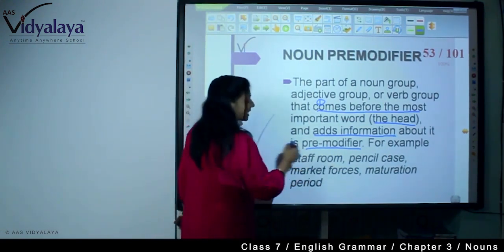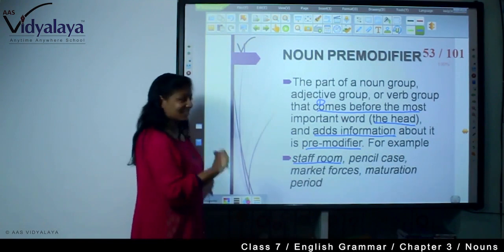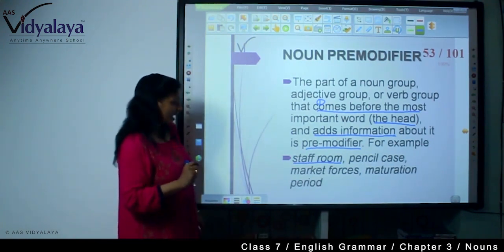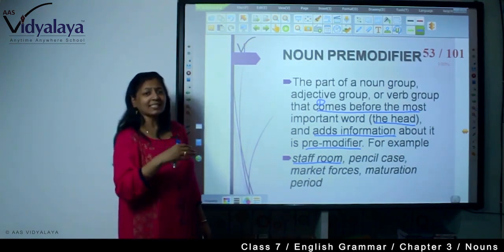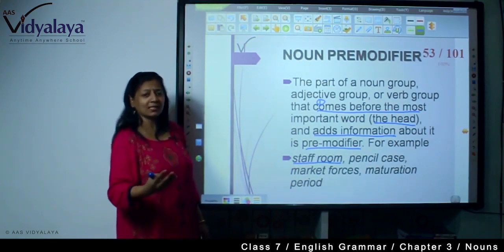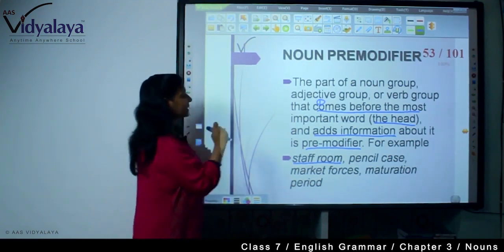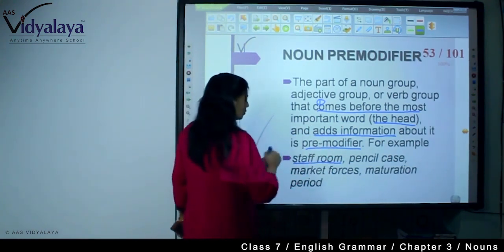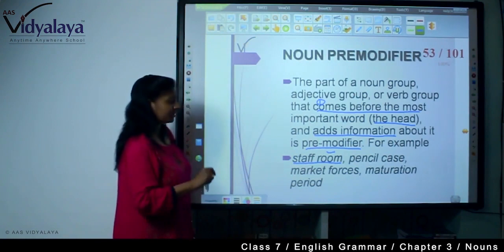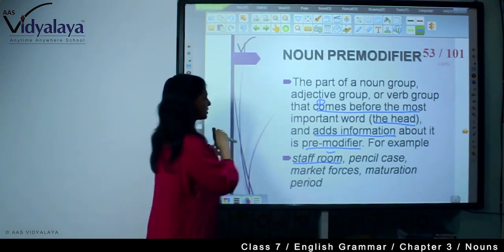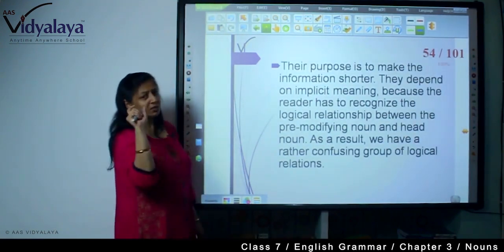For example, what type of room? Staff room. Pencil case, market forces, maturation period. It can be a dining room, right? It can be a kitchen room, bedroom, whatever. But here it is saying it's a staff room. That is a pre-modifier. It comes before the head, room. Room is the head word. It has come before the head word and it has added information. So, pre-modifier.